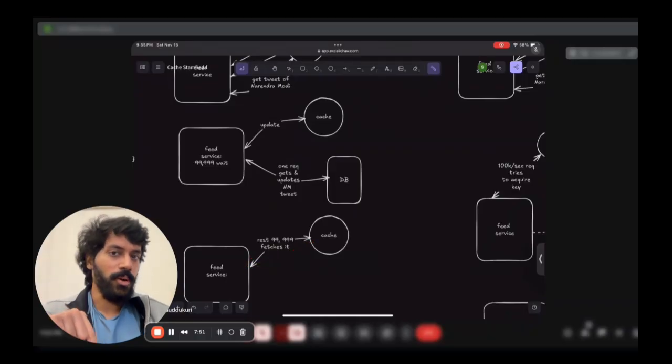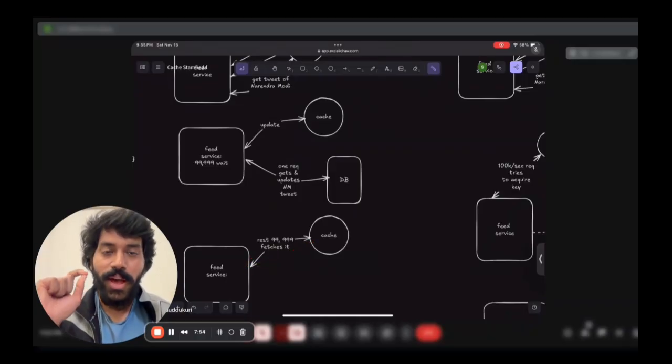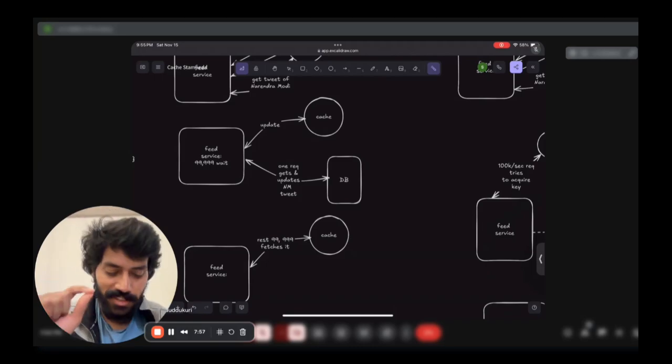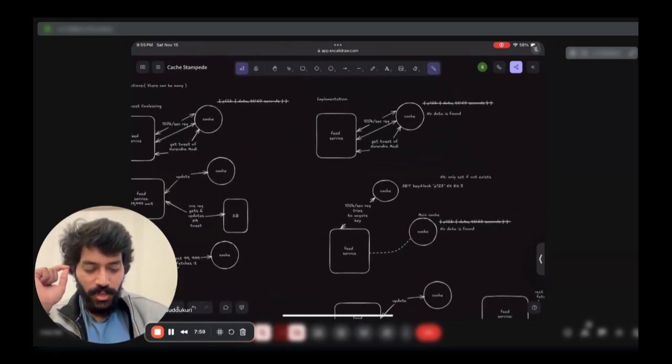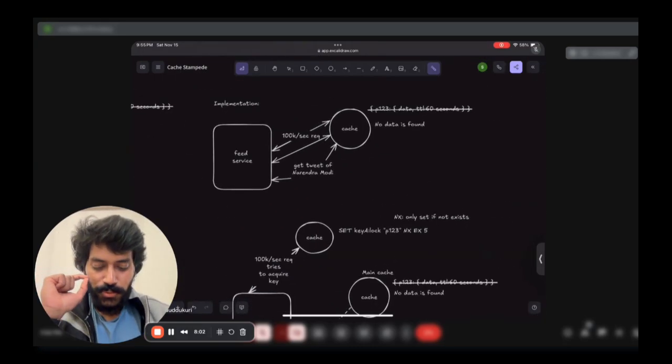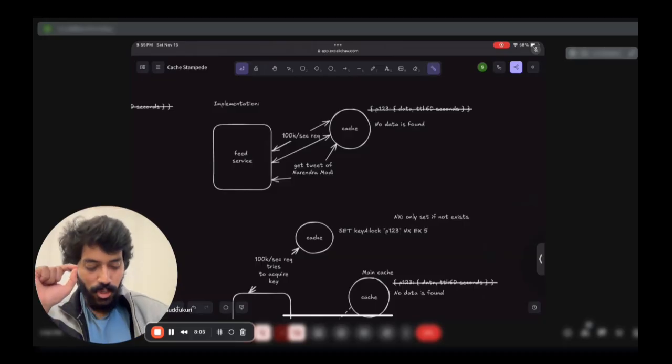should be able to get the data. But the question is not about this. The question is, how do you actually implement that? That's the question.